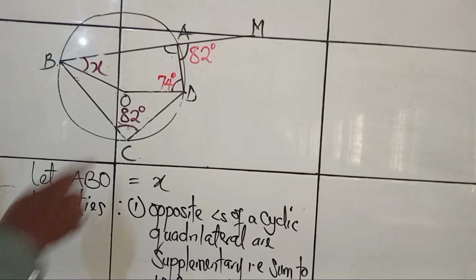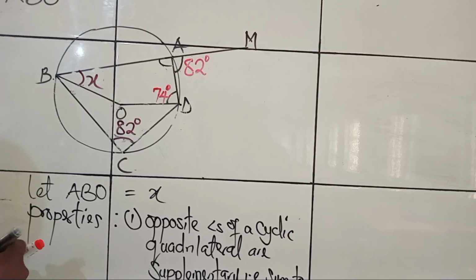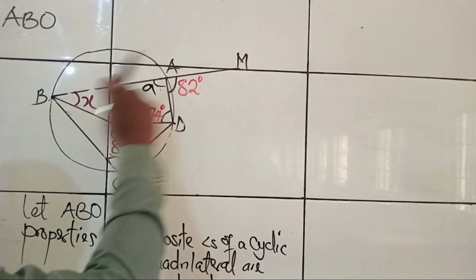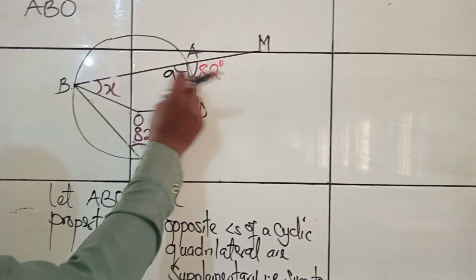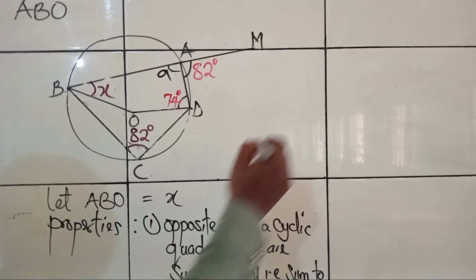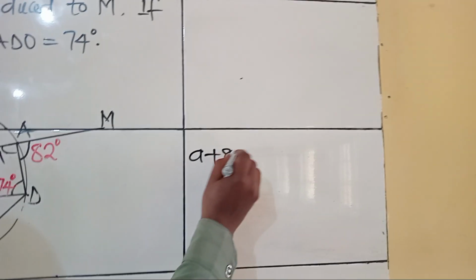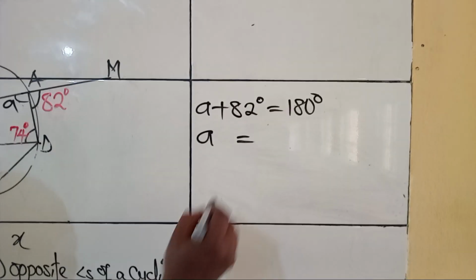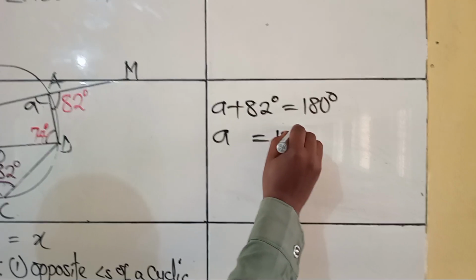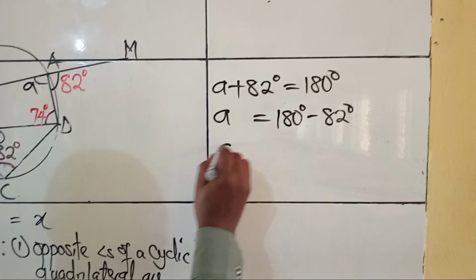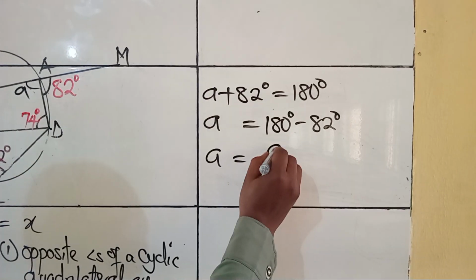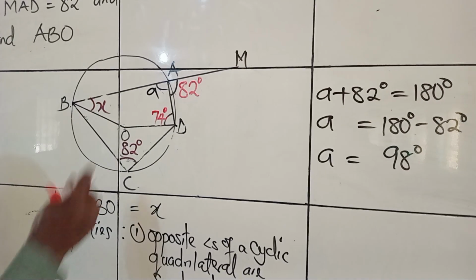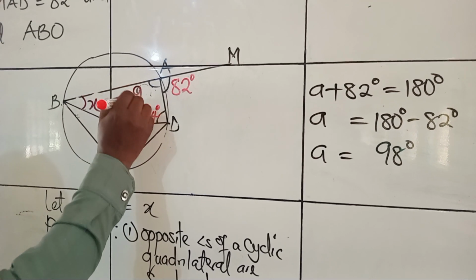So also we can find this angle. If I let this angle equal A, and everything here lies on a straight line, so we can add A plus 82 to get 180. So let's quickly do that. We have A plus 82 degrees equals 180 degrees. So A equals 180 degrees minus 82 degrees. If you subtract it, we have 98 degrees. So A equals 98 degrees.